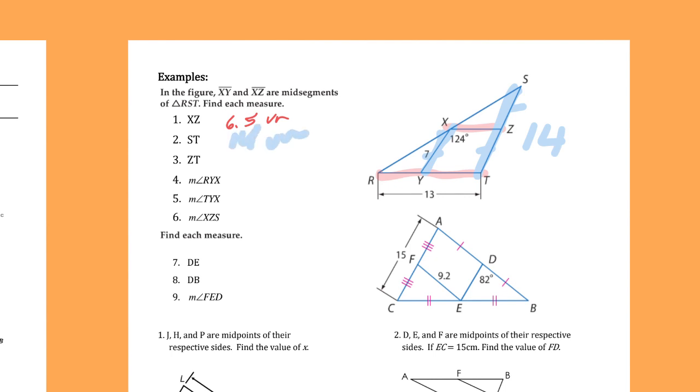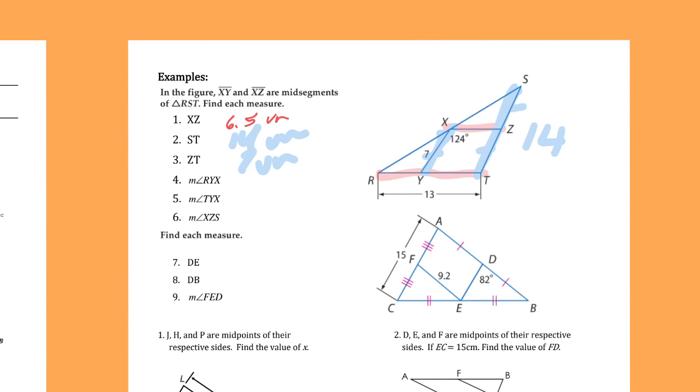ZT. Where is ZT? Oh, ZT would be 7 units, because it's a midpoint. So Z bisects that segment into two pieces. Each of those pieces will be 7 units.